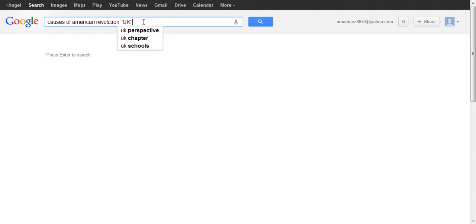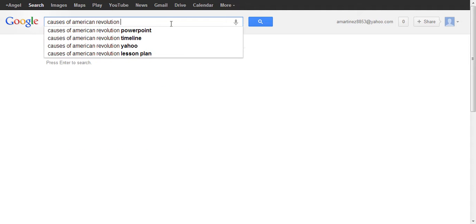I think we should see what the causes of the American Revolution was from the British perspective. So what we need to do is write in quotation marks "causes of the American Revolution." Okay. And then we will spell out site, S-I-T-E, and then what was our country term? UK. Okay, put it in UK and hit search.